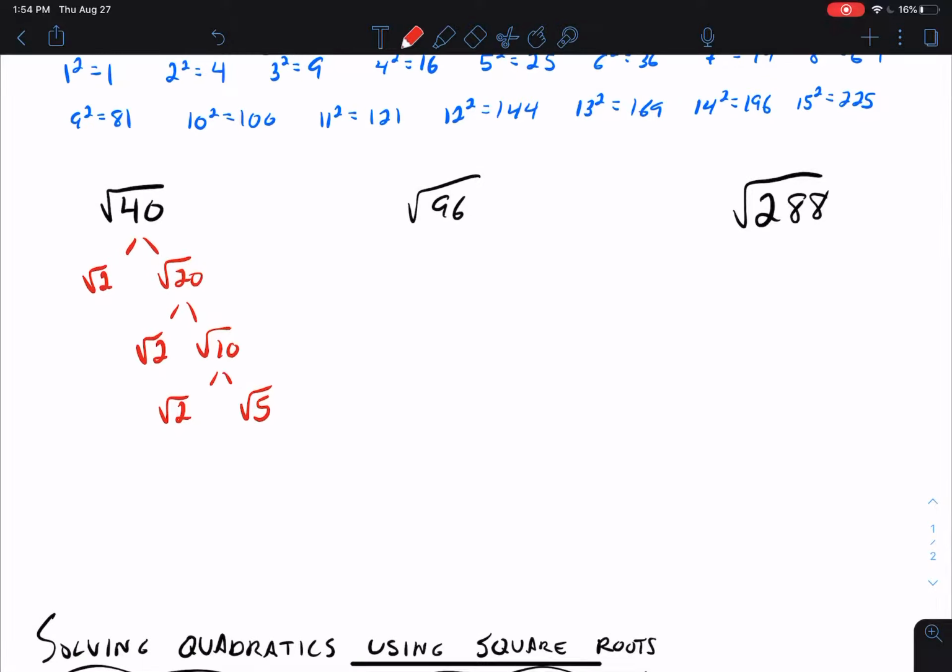End of my branches, I could rewrite square root of 40 as the square root of 2 times 2 times 2 times 5, or the square root of 2 times the square root of 2 times the square root of 2 times the square root of 5. All right? And now comes where we need to know our perfect squares. Okay? None of these are perfect squares. 2 and 5 are not perfect squares.